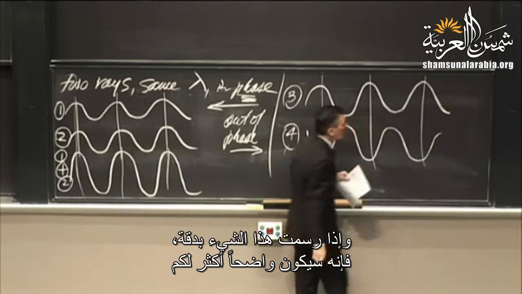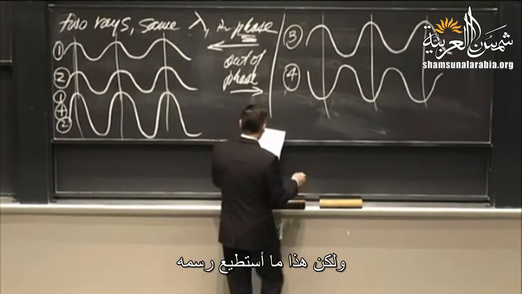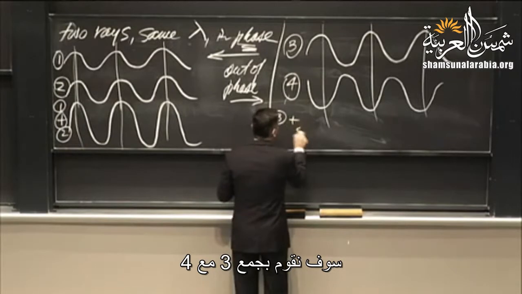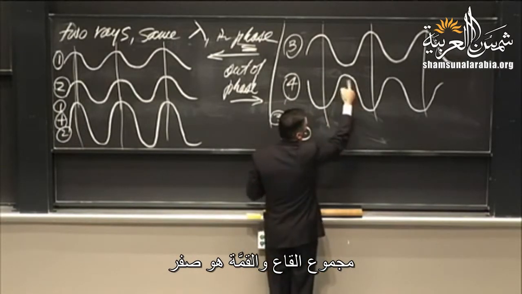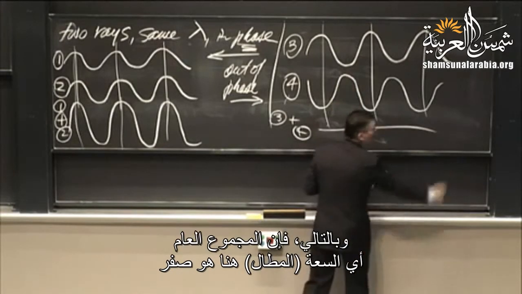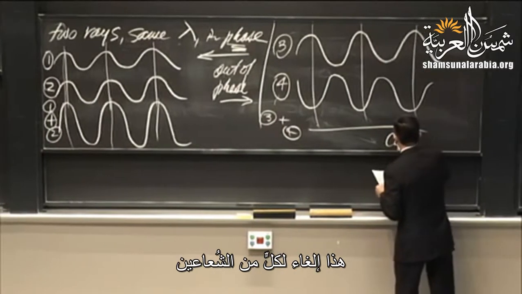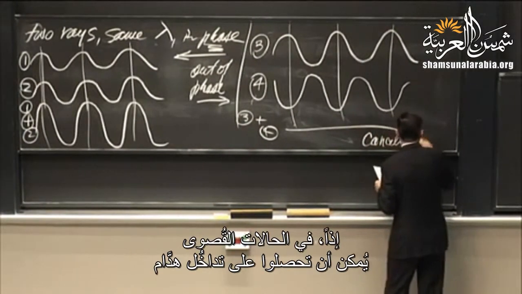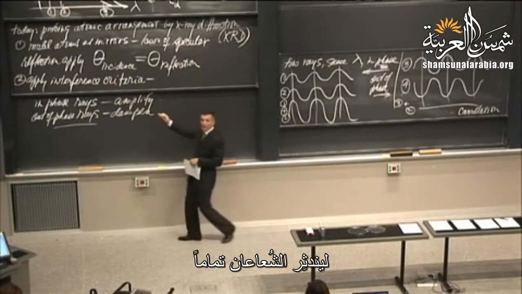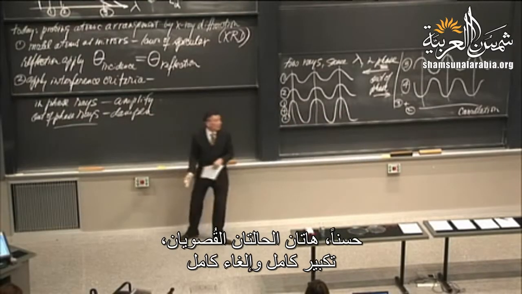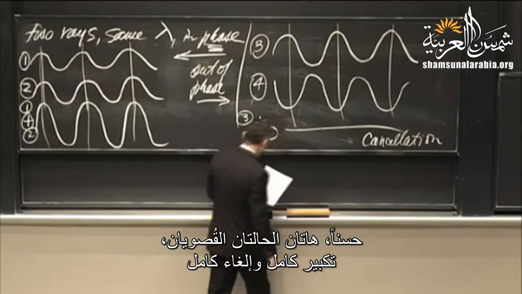And if I drew this thing accurately, it would be obvious to you, but since I can't draw very well, we're going to take 3 plus 4, and the sum of the crest and the trough is 0, the sum of the trough and the crest is 0, and so the sum here is 0. All right, this is total destruction. This is cancellation. So in the extreme, you can have destructive interference that dampens to the point of obliteration. Okay, so that's the two extremes. Full amplification and complete cancellation.